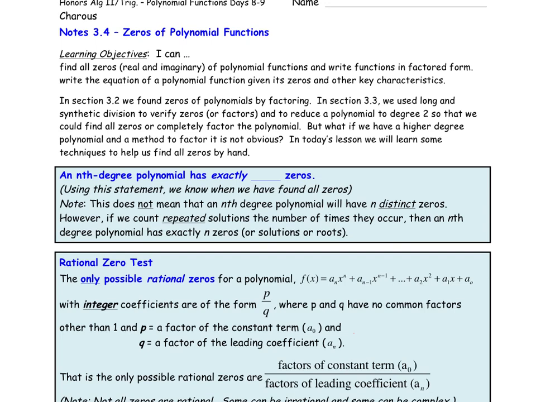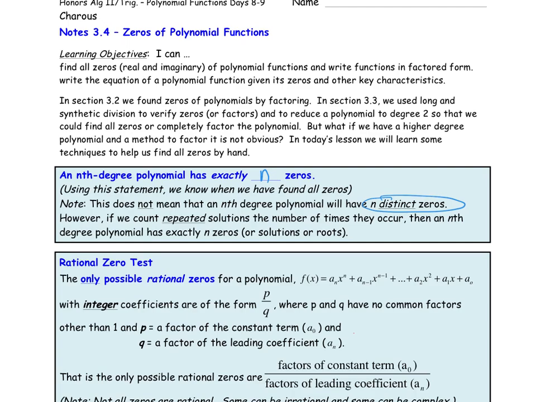As a quick review, we know that an nth degree polynomial function has exactly n zeros. Using this statement, we know when we've found all zeros. If it's a fifth degree polynomial function, we need to find 5 zeros. Note, this does not mean that an nth degree polynomial will have n distinct zeros. Remember, zeros can be repeated. However, if we count repeated solutions, zeros or roots, the number of times they occur, then an nth degree polynomial has exactly n zeros.